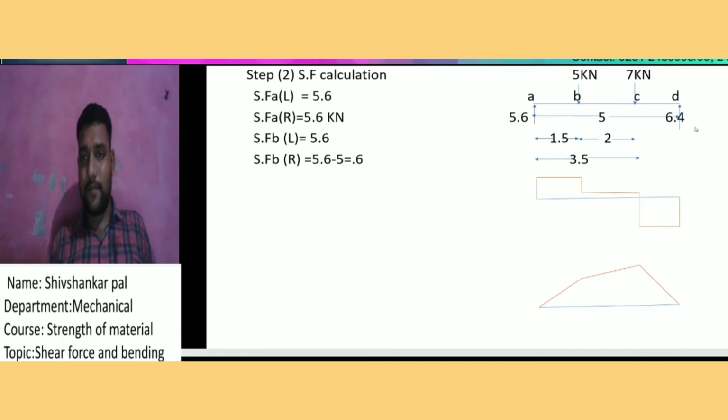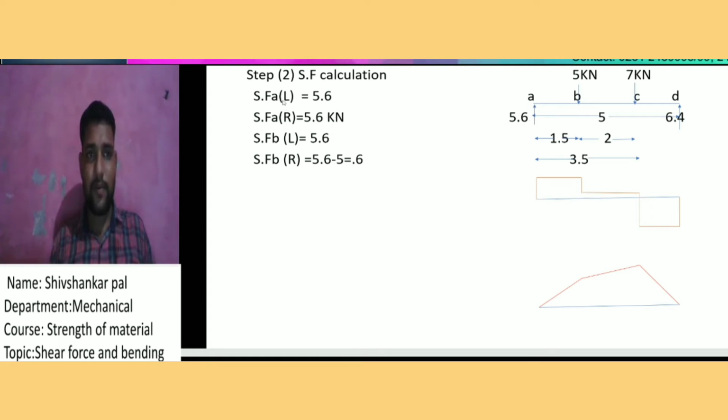According to this figure, to find out the shear force, the second step is the shear force calculation. Suppose that is our AB section. In the AB section, at point A, go to the left hand side. In the left hand side, a force of 5.6 kilonewton acts at that point A.